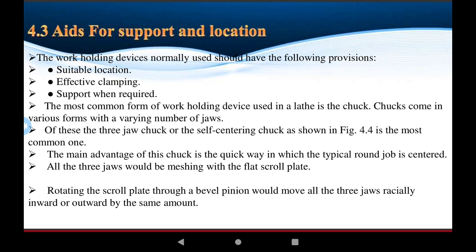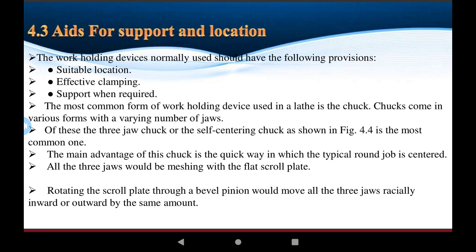The support and location of the machines and the work holding devices are available. Normally you should have the following provisions for the machines. A suitable location is selected depending on the production and the fulfillment of customer demand and market demand, as required by the Indian Standards Organization for the product and design.